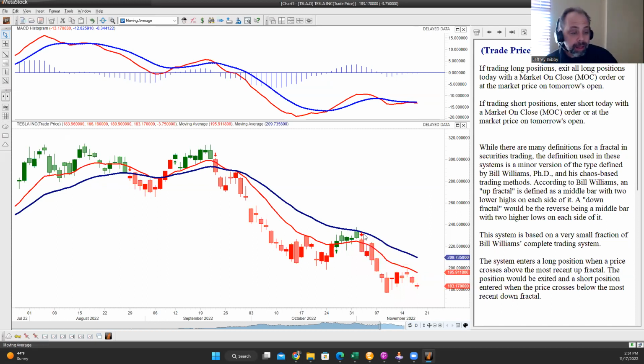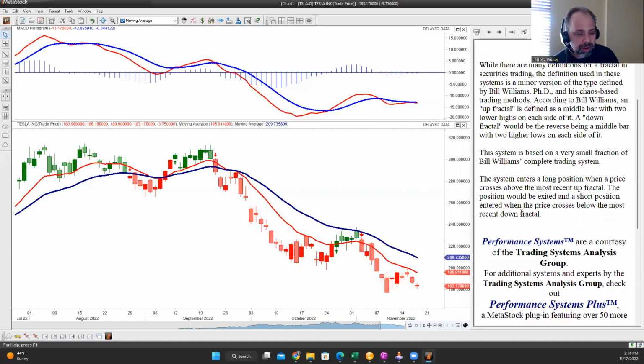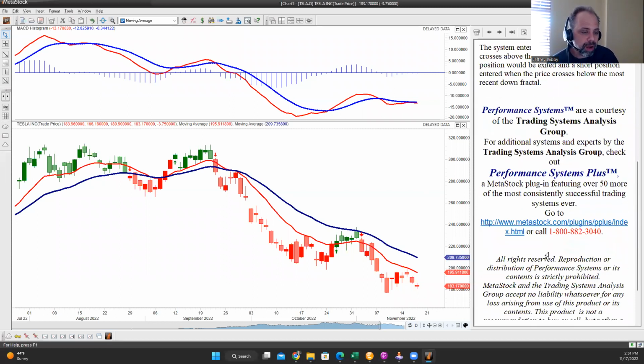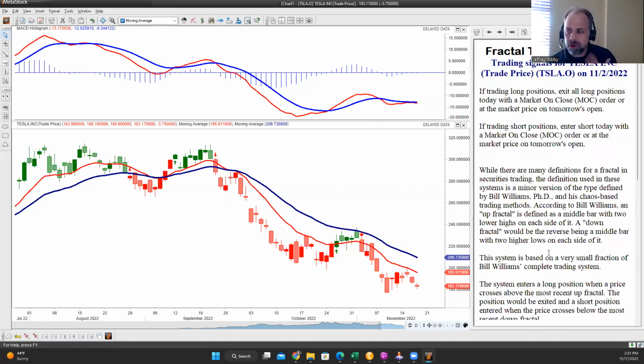Now, it does say that this system is based on a small fraction of Bill Williams' complete trading system. If I want to learn more, I know this system works well, I know kind of what it's doing, I could actually look up Bill Williams, I could look at the manual, I could learn more about what fractals are. The other thing is it says how the system works. It also says that in some of the systems in the performance systems, it actually tells you to use stops.